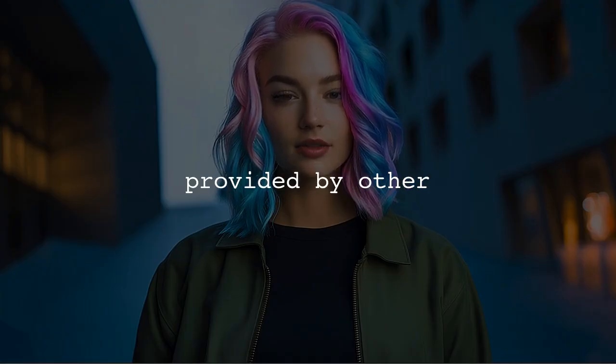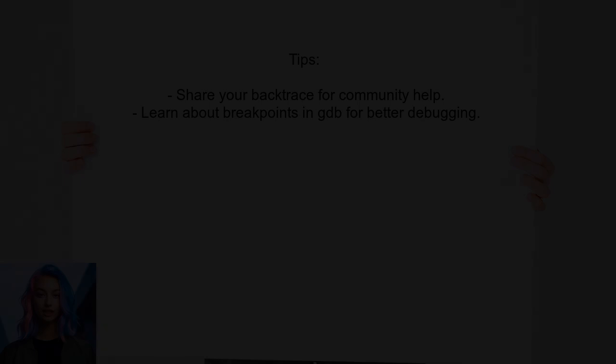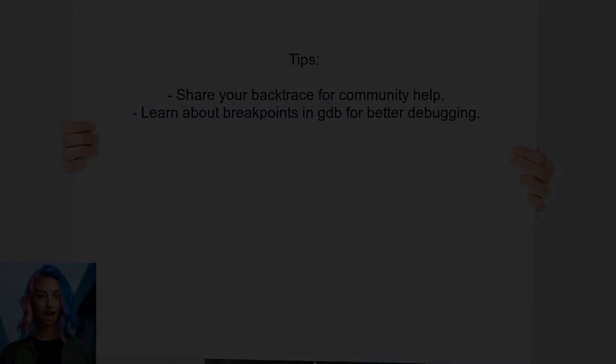Now, let's look at the answers provided by other users. One alternative approach is to run your code using GDB, the GNU debugger. Start by executing your program with GDB, which allows you to track down the segmentation fault. After the crash, you can use the command bt to get a backtrace, providing insights into where the error occurred. Additionally, consider adding your backtrace to your original post for further assistance from the community. Familiarizing yourself with breakpoints in GDB can also enhance your debugging skills.